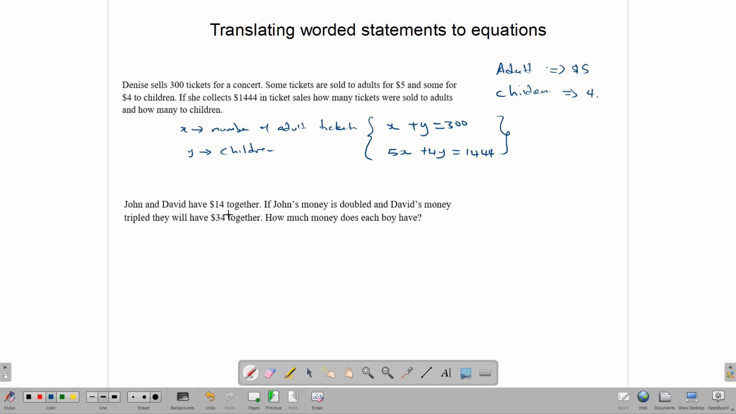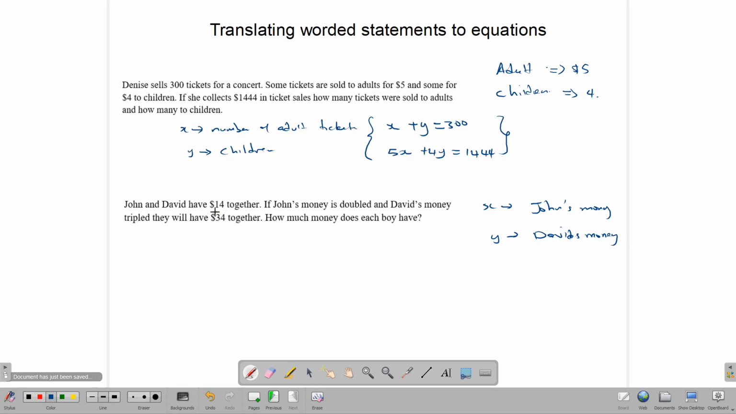John and David have $14 together. If John's money is doubled and David's money is tripled, they will now have $34. So let X be John's money and Y be David's money. Of course, you didn't have to use X and Y. You could choose any letter that you want.